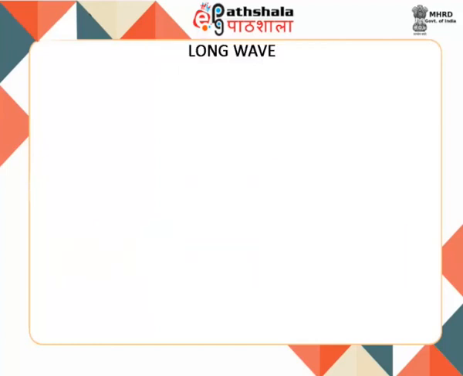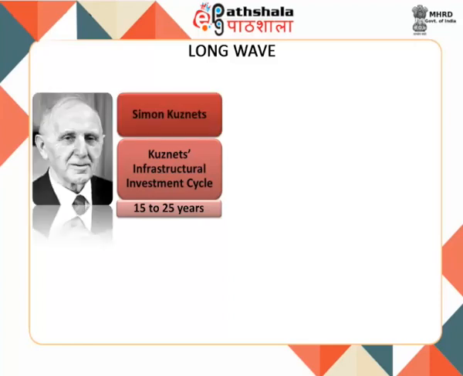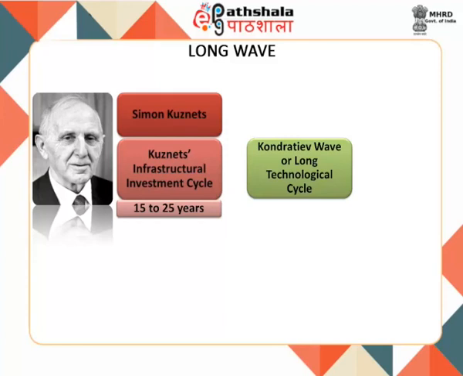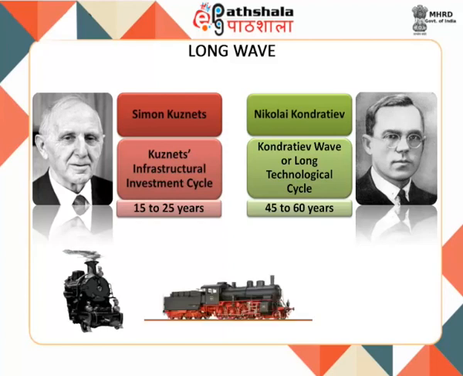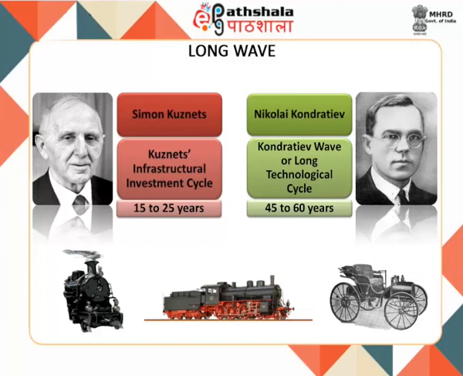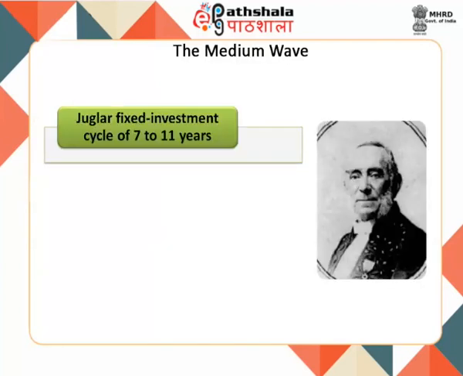The long wave includes the Kuznets infrastructural investment cycle or the building cycle of 15 to 25 years, named after Simon Kuznets, and the Kondratiev wave or long technological cycle of 45 to 60 years, named after Nikolai Kondratiev. Major technological innovations like steam power, railroads, industrial and automobile electrification, and resulting structural changes are the main forces behind such long cycles. The medium wave refers to the Juglar fixed investment cycle of 7 to 11 years.